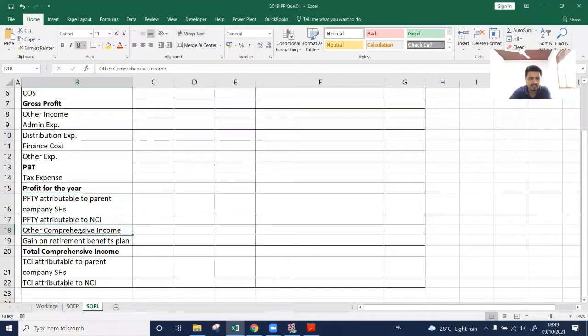Then we have one other comprehensive income component, that is gain on retirement benefit plans. So we need to consider that one as well. So this total comprehensive income also we need to allocate between parent company shareholders and NCI. Profit for the year as well as total comprehensive income we need to allocate between parent company shareholders and NCI, right?